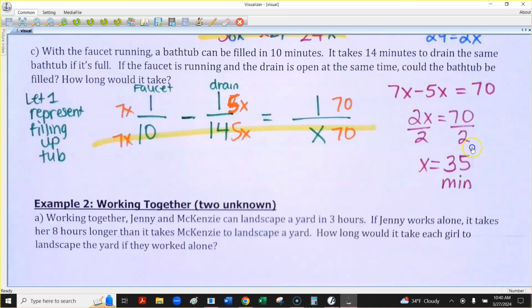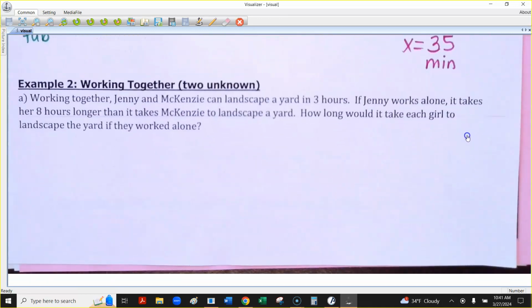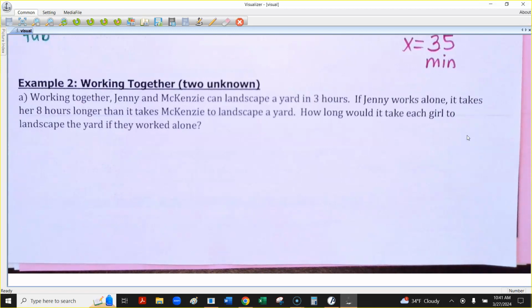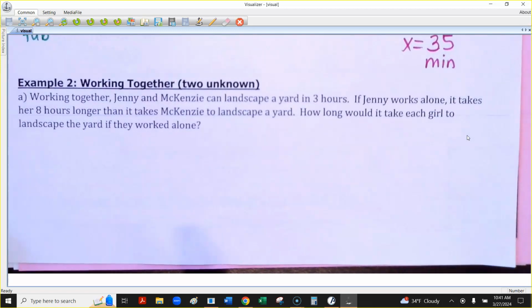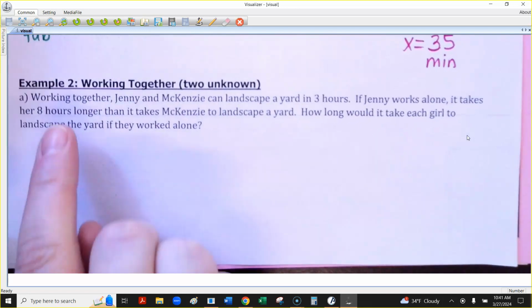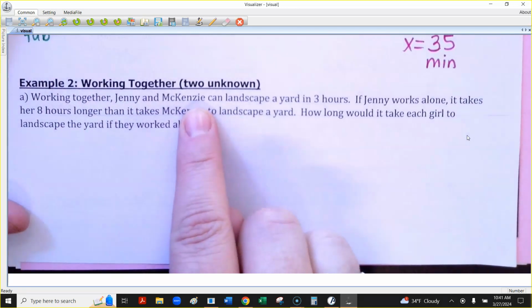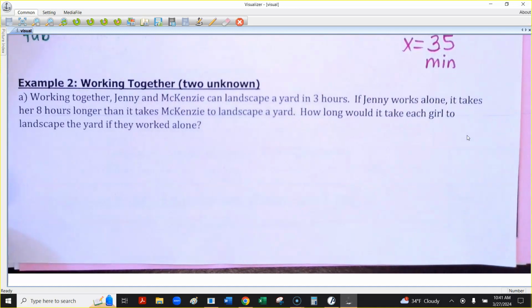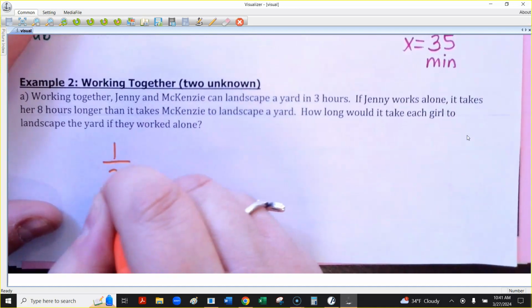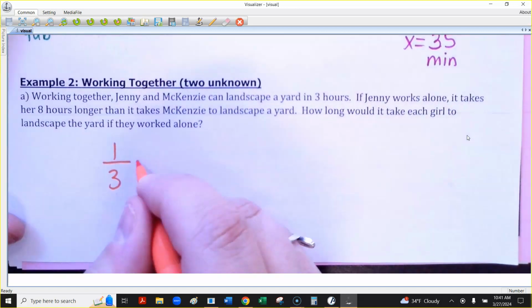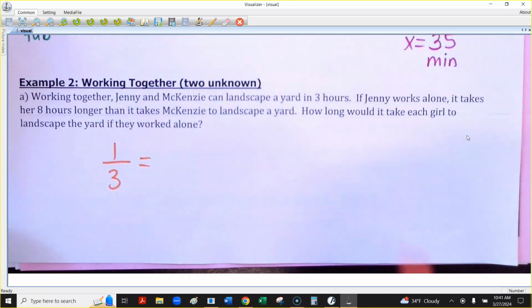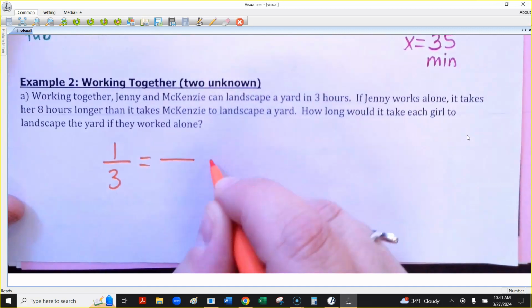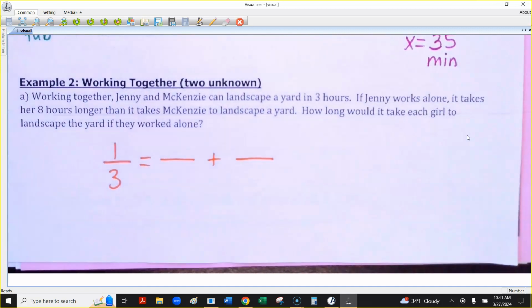Okay. Now, these guys are just a little bit different. Now, this gives you the time for these two girls working together. So it says, working together, Jenny and Mackenzie can landscape a yard in 3 hours. So if these two girls work together, 3 hours. So I'm just going to do 1/3. One's going to represent landscaping the yard. Okay, they're going to work together, so I'm going to add these two fractions together.